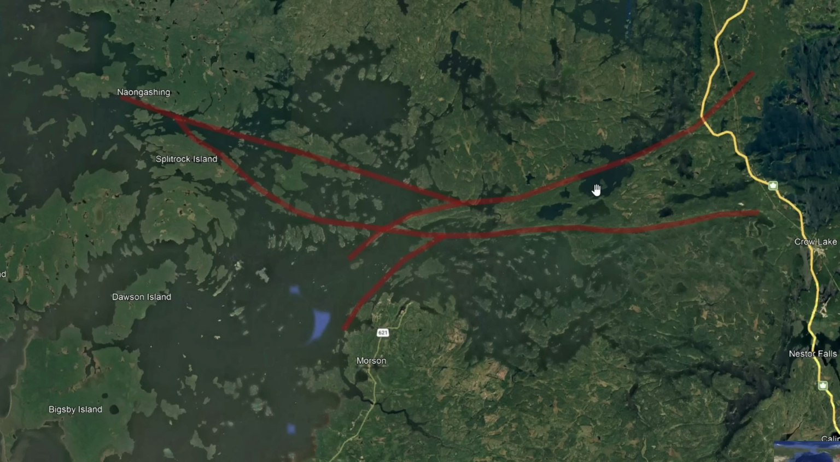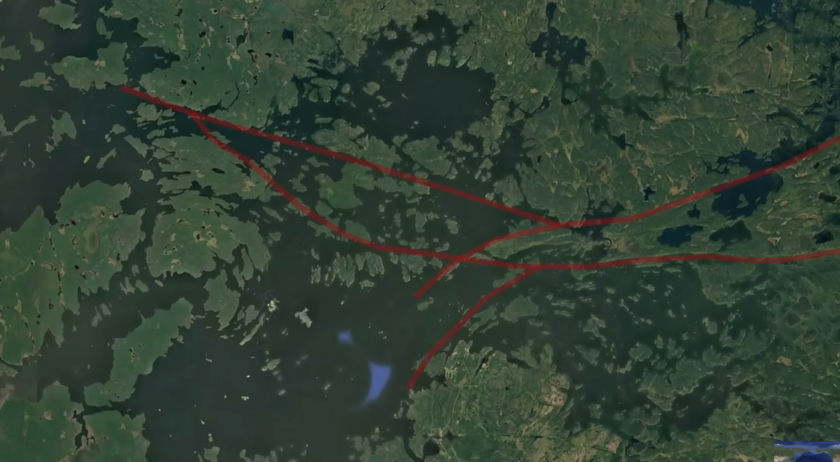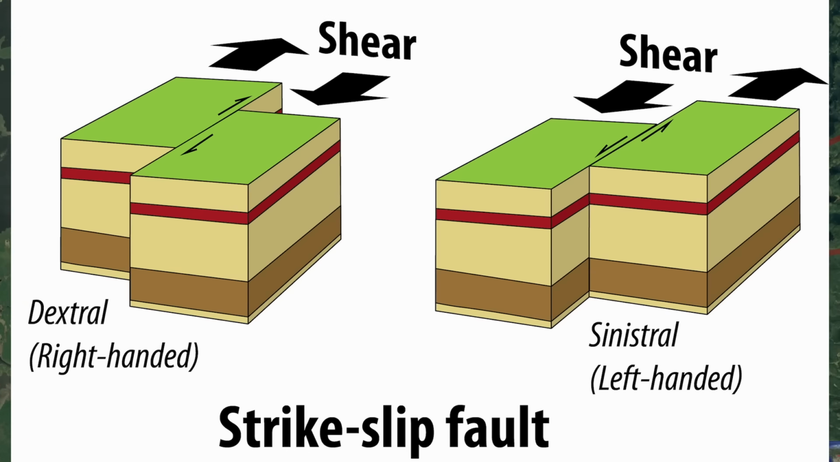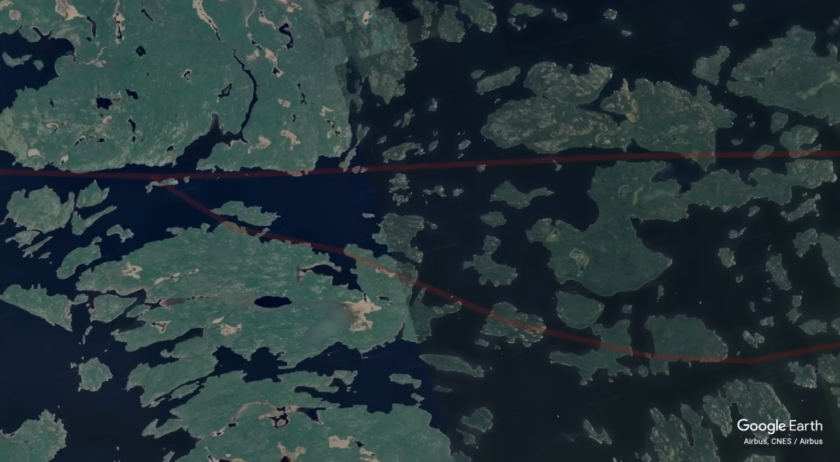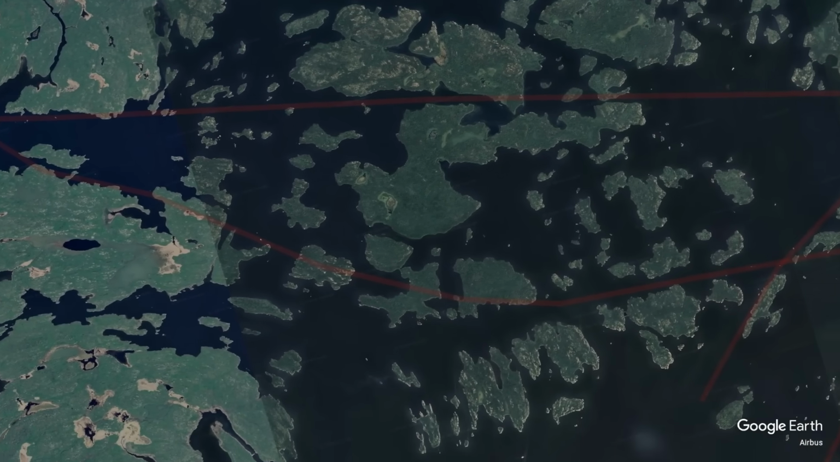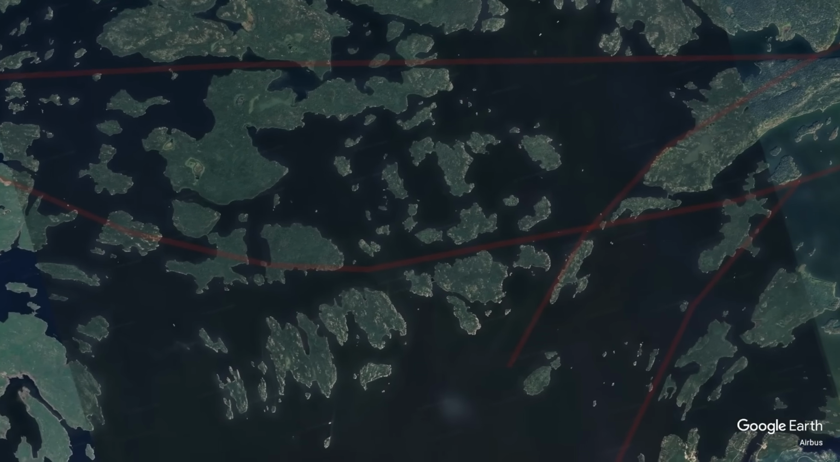Finally, the last feature I want to discuss are the red lines on this map. These are fault lines. More specifically, they are strike-slip fault lines, where both sides of the crust move in opposite directions along the fault line. This, of course, makes the fault line weaker, and so it got eroded more easily to below the lake level.